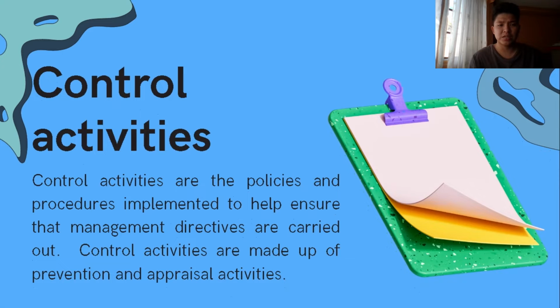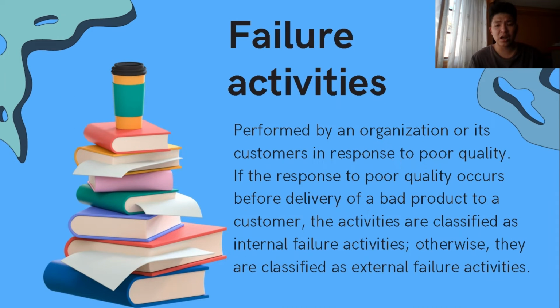Control activities. These are the policies and procedures implemented to help ensure the management directives are carried out. When we talk about the control activities, these are made up of prevention and appraisal activities. Failure activities are performed by an organization or its customers in response to poor quality. If the response to poor quality occurs before the delivery of a product to a customer, the activities are classified as internal failure activities. Otherwise, they are classified as external failure activities.